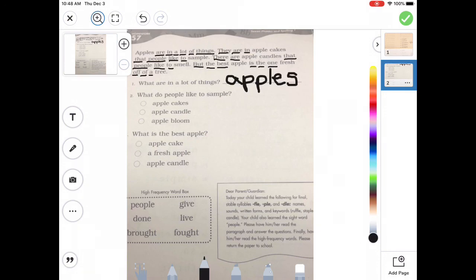Let's read this question. What do people like to sample? Apple cakes, apple candle, or apple bloom? That's right, sample means to eat. And we can look right here and it says they like to sample apple cakes because we're not going to eat an apple candle. And then what is the best apple? Apple cake, a fresh apple, or apple candle? Let's go back and look. It says, but the best apple is the one fresh off a tree. So it must be a fresh apple.